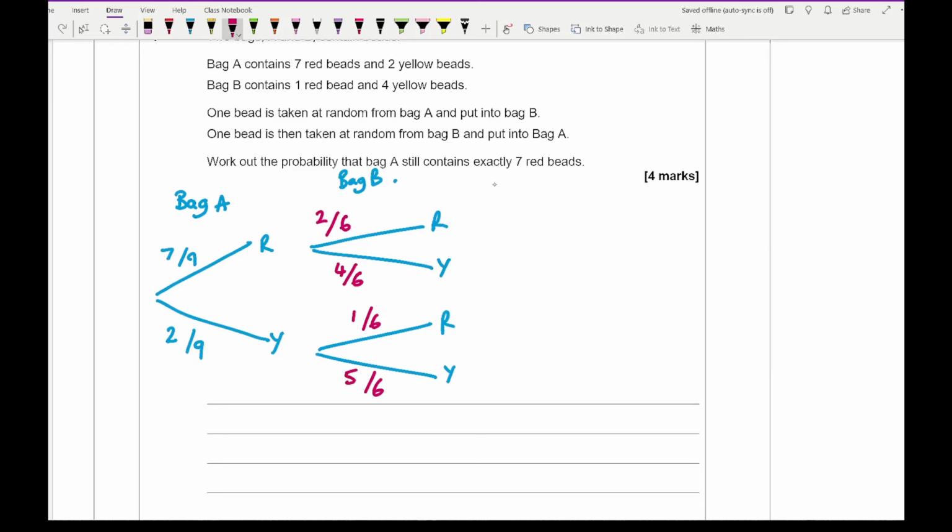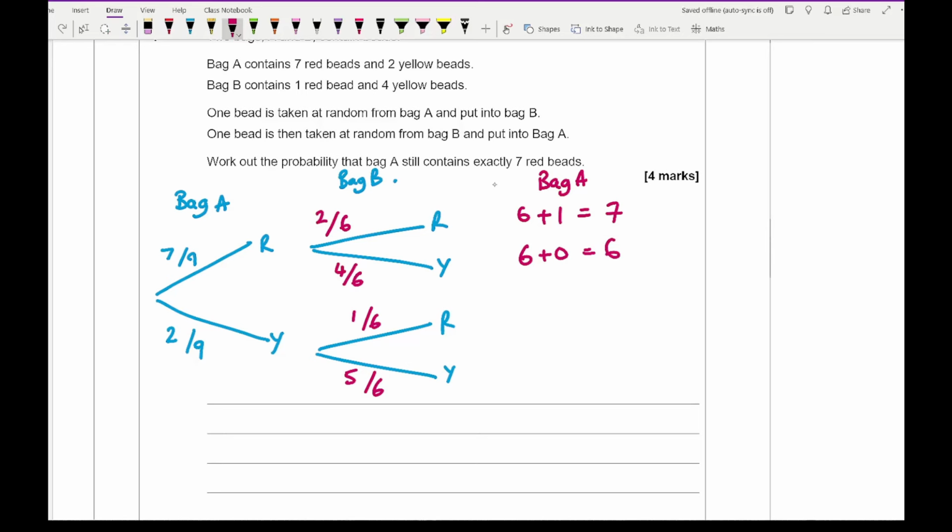Now from this, what we're then going to do is put this back into bag A. Now for the red ones, if I've gone for this route, originally in terms of the red, I've got 6. And then if I put 1 in from bag B back into bag A, I'm going to have 6 plus 1, which is 7. If I've selected a red one, I put that in bag B, then I pick a yellow one, then I'm going to put a yellow one back into bag A, so that's going to be 6 plus 0. So there's going to be 6 red counters in bag A when I put that counter from bag B into bag A.